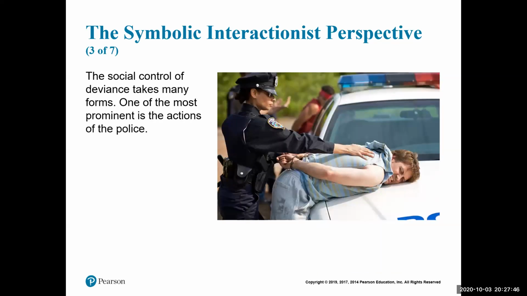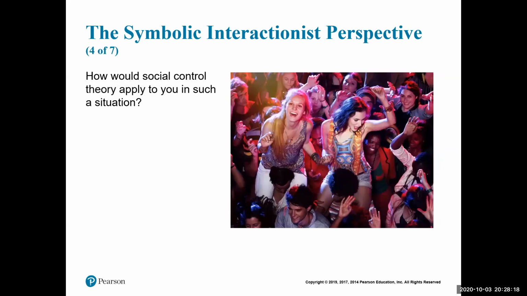So like I said, control theory: deviance takes many forms. One of the most predominant is the action of police. Police have that control theory too, that inner and outer control. Sometimes their outer control takes precedence over that inner control. So that goes back to social control. This is all part of symbolic interaction. When we're looking at social control and control theory, how would social control theory apply in a situation such as this?